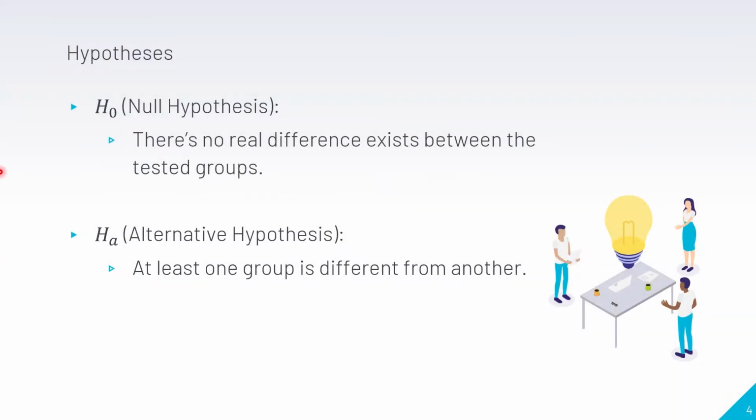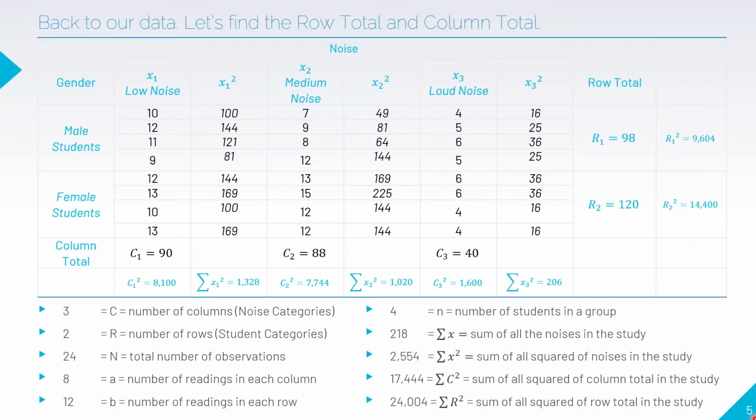Our hypothesis is still the same. Our null hypothesis is that no real difference exists between the tested groups, and our alternative hypothesis is that at least one group is different from another. So back to our data, let's find the row total and the column total.